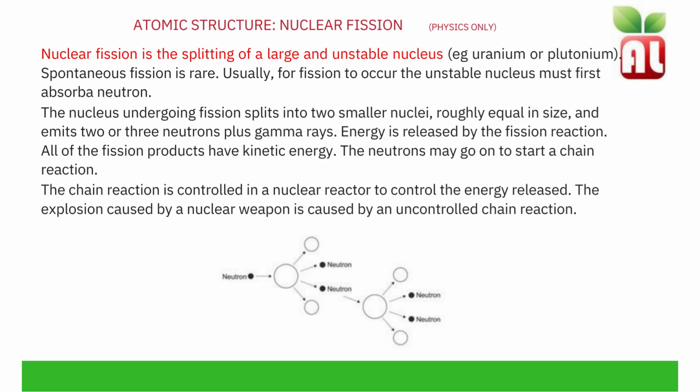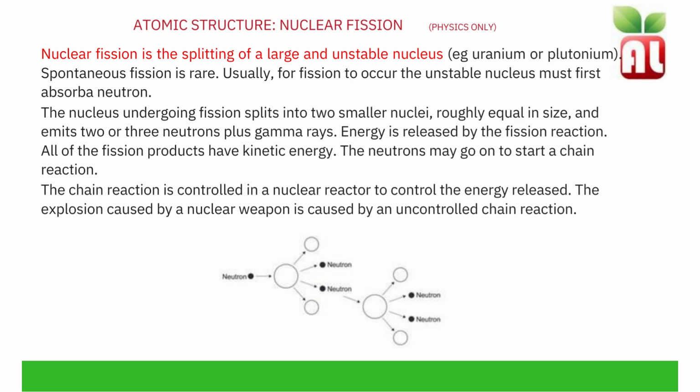Nuclear fission. Nuclear fission is the splitting of a large and unstable nucleus, for example uranium or plutonium. Spontaneous fission is rare. Usually, for fission to occur, the unstable nucleus must first absorb a neutron. The nucleus undergoing fission splits into two smaller nuclei, roughly equal in size, and emits 2 or 3 neutrons plus gamma rays. Energy is released by the fission reaction. All of the fission products have kinetic energy.